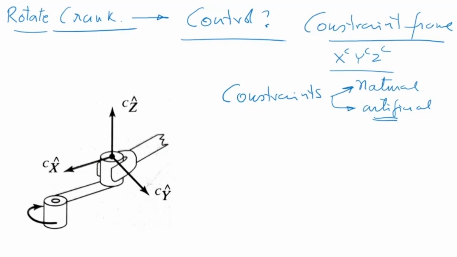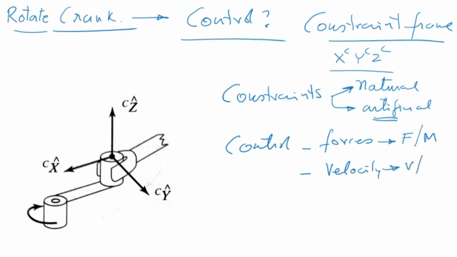Now, how many of these are there, or what are the control variables? We need to control, number one, the forces. Forces would mean forces and moments. So we have force and moment which need to be controlled. Then we need to control velocities. What kind of velocities? We have linear velocities and angular velocities, both of them. So how many variables are required to be controlled? You have 3 forces, 3 moments, 3 linear velocities and 3 angular velocities. So there are actually 12 variables which need to be controlled. And this makes force control very, very difficult.